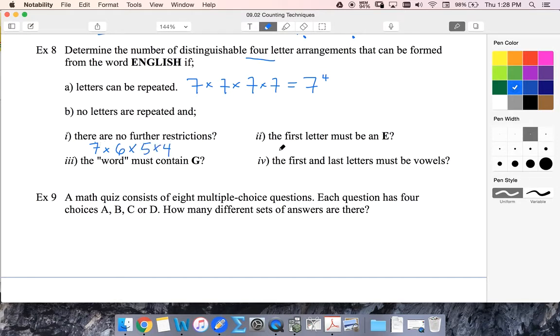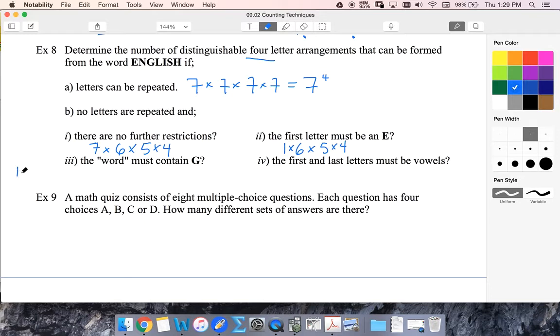The first one must be an E. Well, there's only one way for the first letter to be E. And then we have 6 letters left, 5 and 4, again because we're going with no letters being repeated. So E, all the letters that aren't E, going down. The word, so that's our arrangements, must contain G.